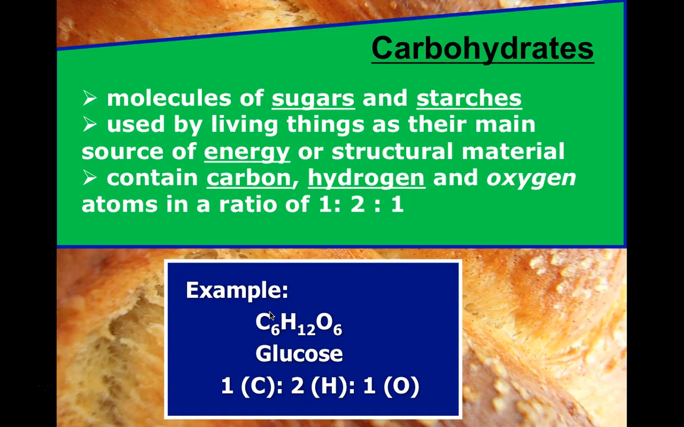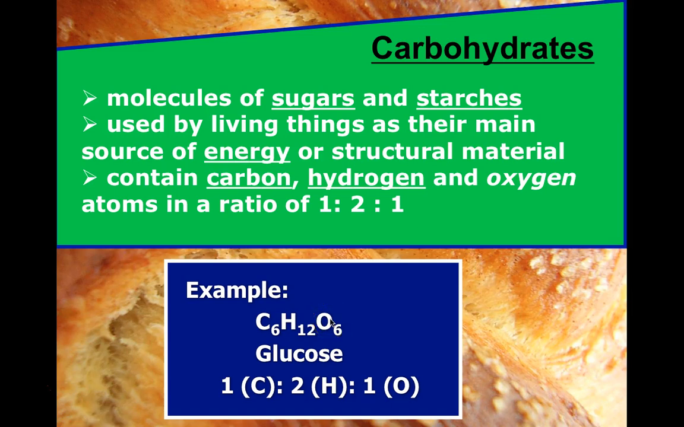The elements that make up carbohydrates are carbon, hydrogen, and oxygen, but it's important to know that it's only in a ratio of 1 to 2 to 1. So if you look at the example here at the bottom, we have a molecule of glucose, and the structure for glucose is C6H12O6. What that means is that there are 6 carbon atoms, that's what the C stands for. There are 12 hydrogen atoms, and there are 6 oxygen atoms.